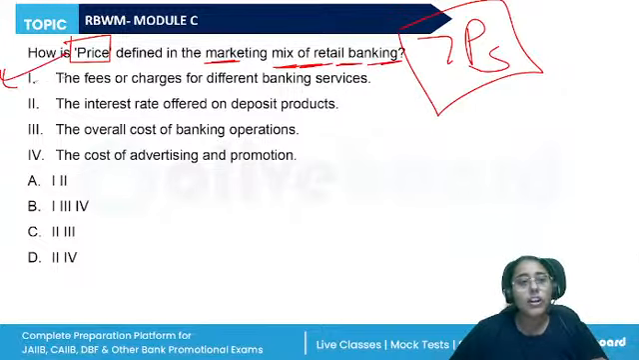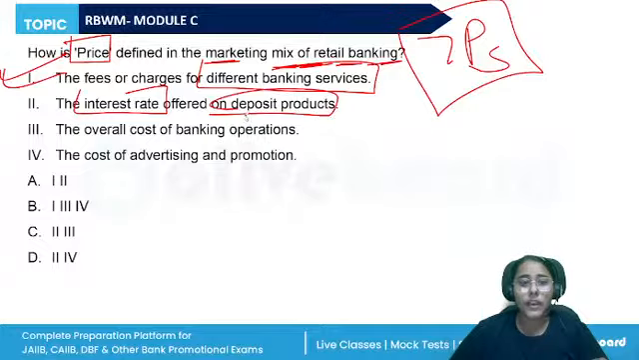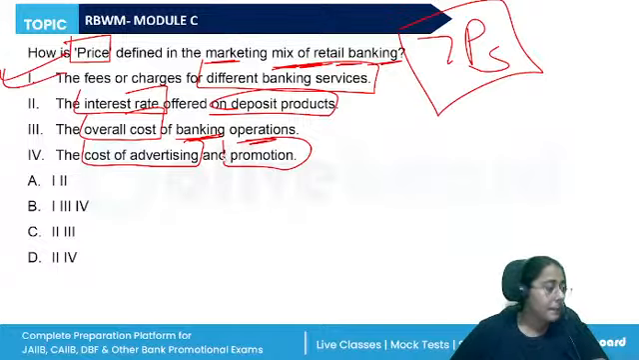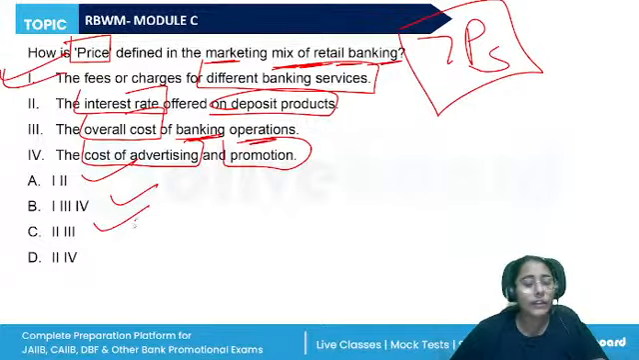The fees or charges for the different banking services, the interest rate offered on the deposit products, the overall cost of the banking operations, the cost of advertising and promotion. The options are 1 and 2, 1, 3 and 4, 2, 3 and 2 and 4. So how is price defined and determined?